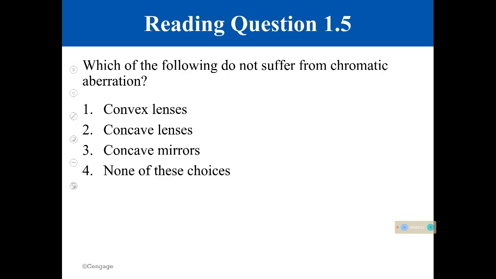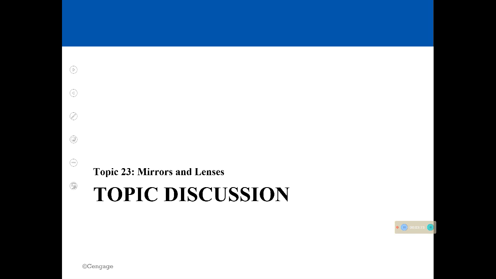Okay. Which of the following do not suffer from chromatic aberration? That's a lot of words. I disagree with you. It's about convex. Convex lenses bend light towards, while concave bend it away. The background makes it hard to read. Convex would be like this. What is that? What do you have? The answer is mirrors. All right, here we go.